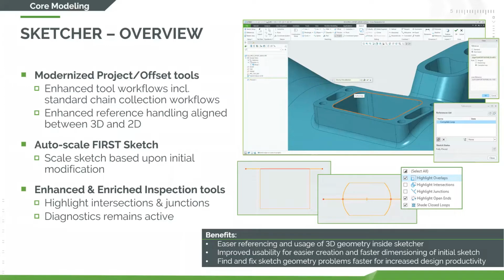Then there are enhanced, enriched inspection tools, which they've introduced in CREO 9. You can highlight intersections and junctions, and diagnostics also remain active. This can help you fix your sketch geometry problems faster, and obviously this just increases your design productivity.